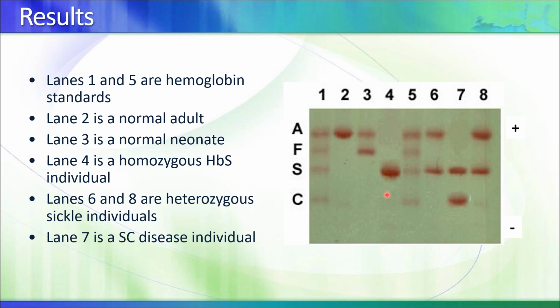Sample 4, HbS only. So this is someone with sickle cell anemia. Look at number 6, you have both HbA and HbS, so this is someone with sickle cell trait. This is number 7, an individual with HbSC, and individual 8 is someone with sickle cell trait as well. So that's how it looks like.